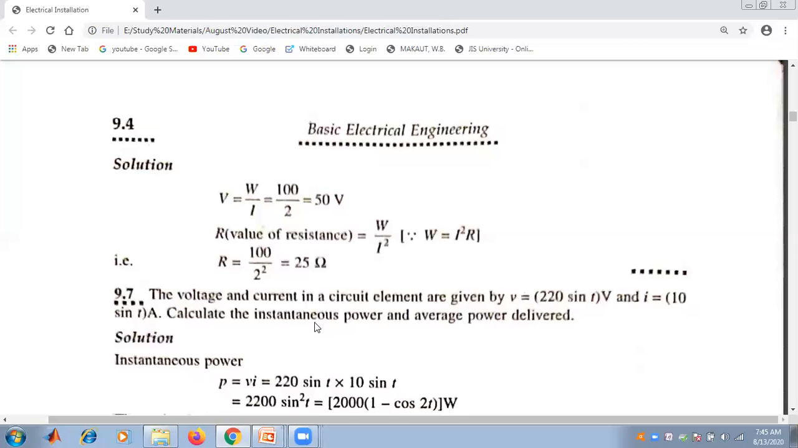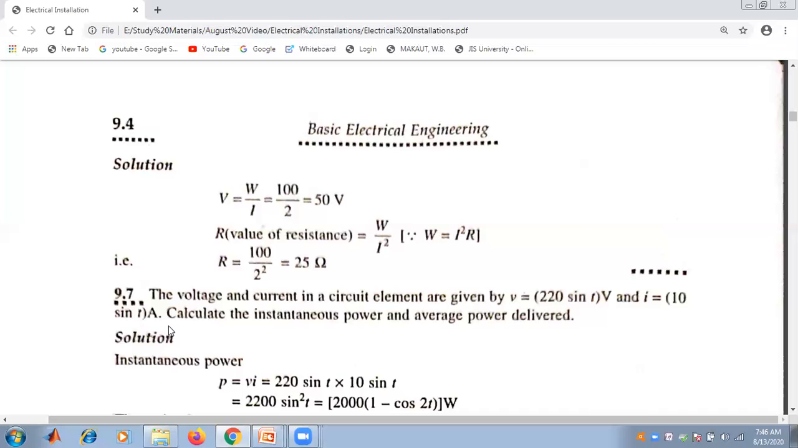So another problem is given: the voltage and current in a circuit element are given by V equal to 220 sin t volt and I equal to 10 sin t ampere. Calculate the instantaneous power and average power that is delivered.